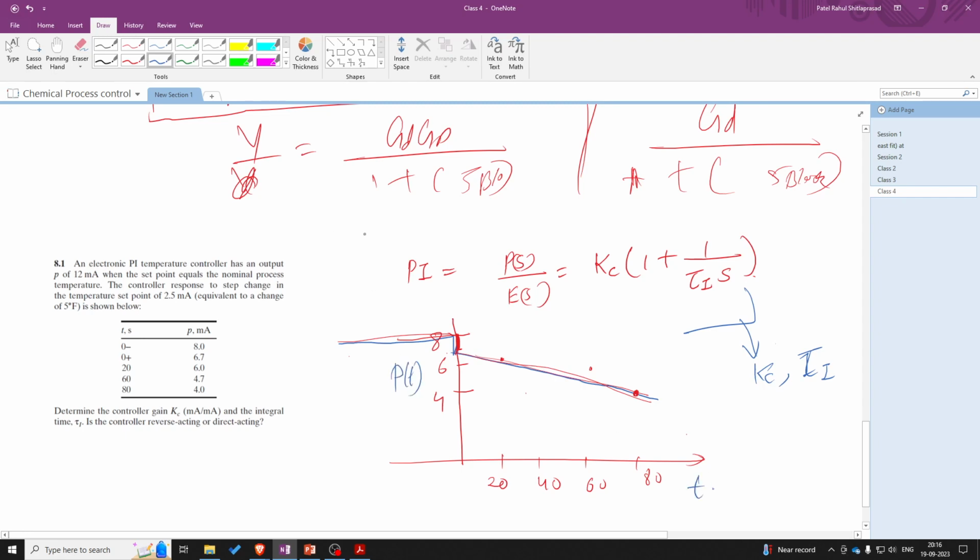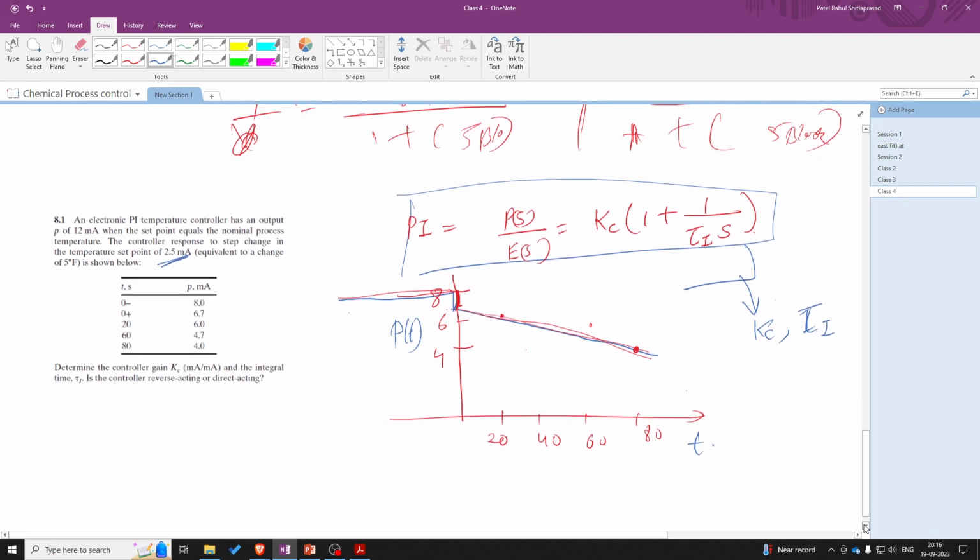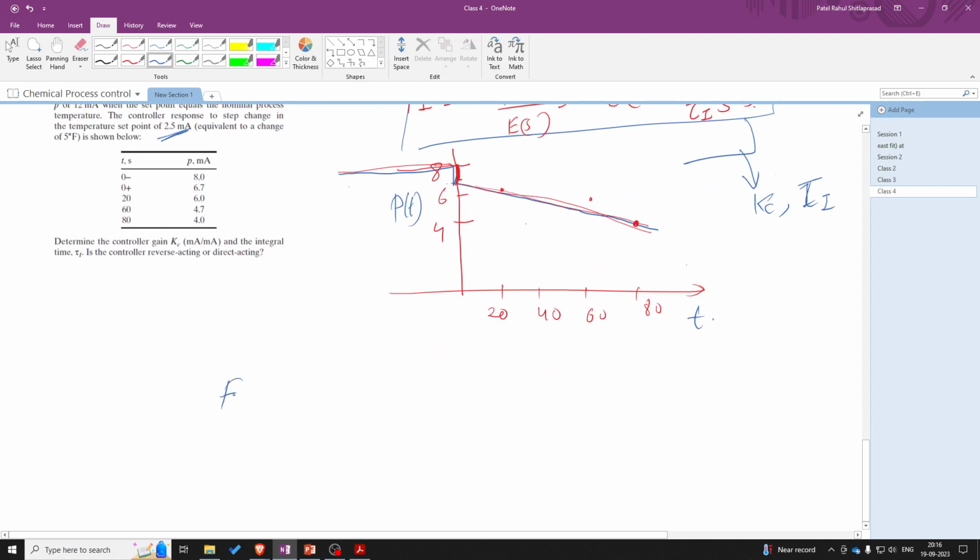So what we can do is find this equation in terms of time given the step input. So here we have been given a step input of 2.5 milliampere. So the error signal we can write as 2.5 by S, so that we can feed it over here. So P of S will become 2.5 times S into Kc into 1 plus 1 upon tau I S. So let's just write it as M, a step change of magnitude M, so that we can get the generalized form of the solution.